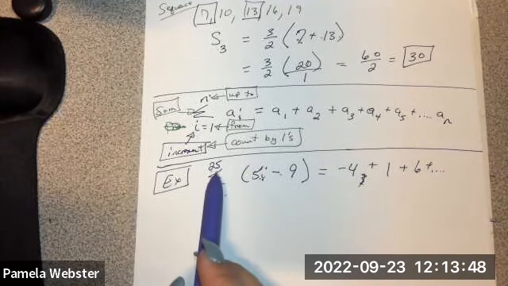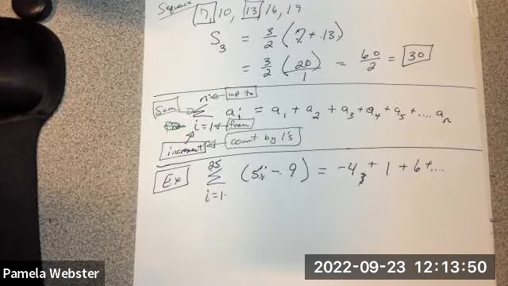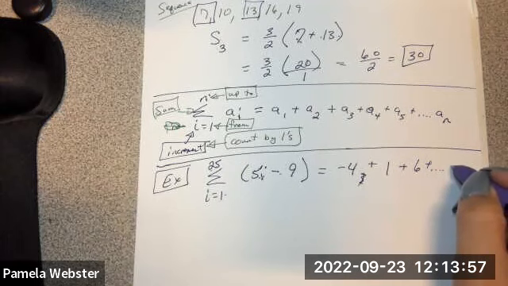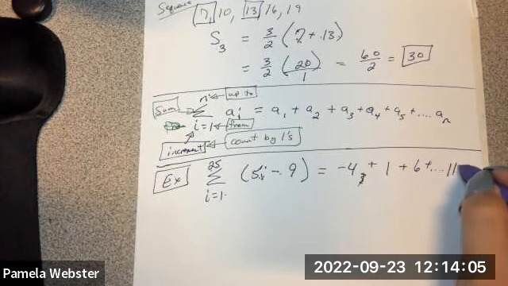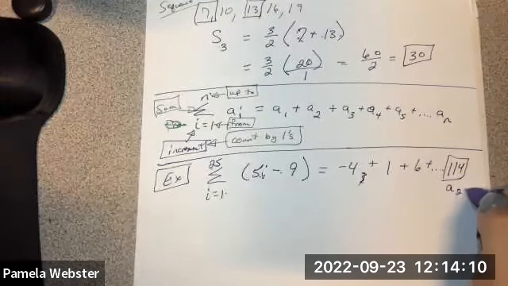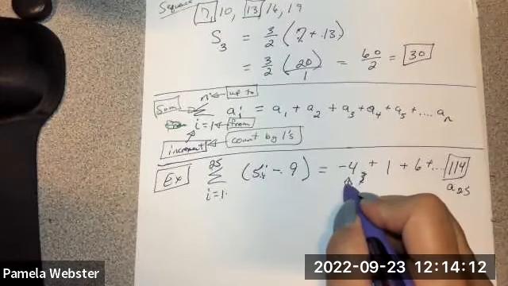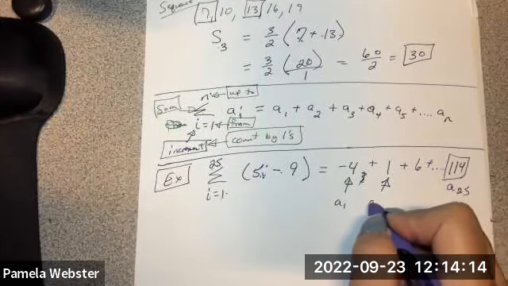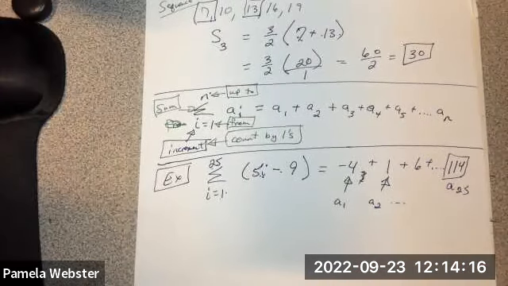Whenever I see that, I'm like, oh my gosh, up till I get to the 25th term. I'm sorry, 5 times 25 is 125. 125 minus 9 is 114. So that's my a sub 25. This was my a sub 1 and my a sub 2, and so on, right? Sorry, I had to do that math in my head.